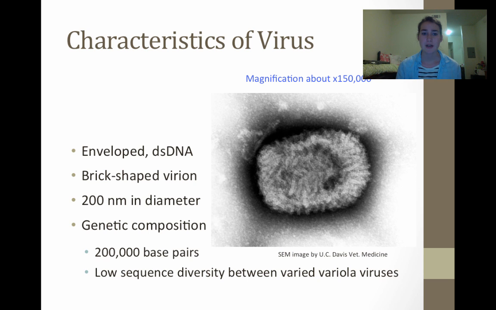So the virus itself is composed of double-stranded DNA and it's enveloped. As you can see in the picture, the filaments cover it, which help it attach to its host cell. And it's about 200 nanometers in diameter with a brick shape. And it's one of the largest animal viruses with a genome composed of about 200,000 base pairs. And it's been around for a very long time, but it has a relatively low sequence diversity between the varied viruses, so it's remained the same for most of its history.